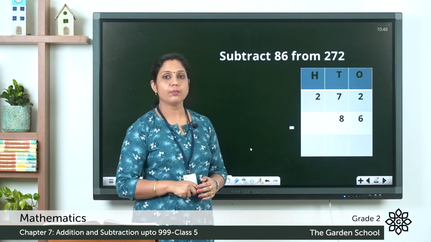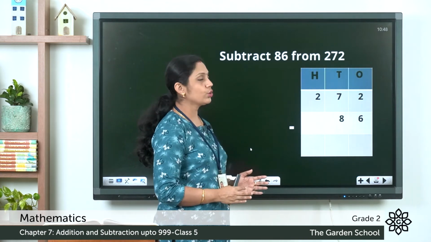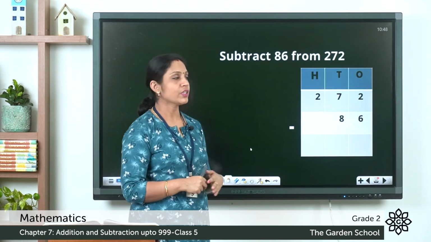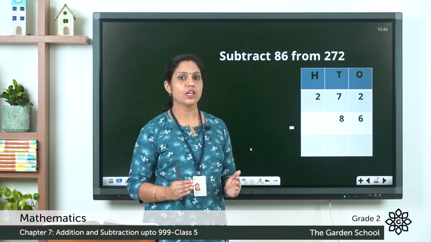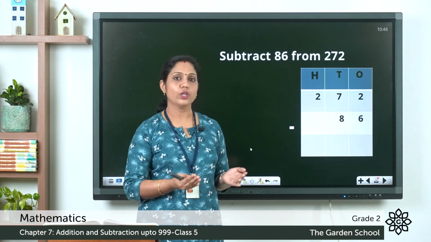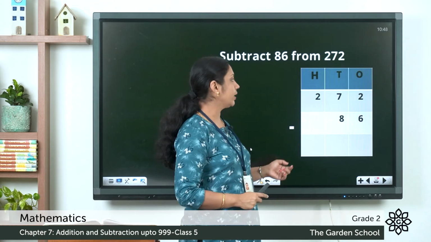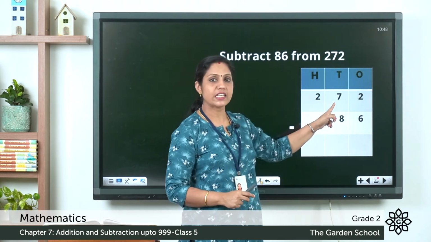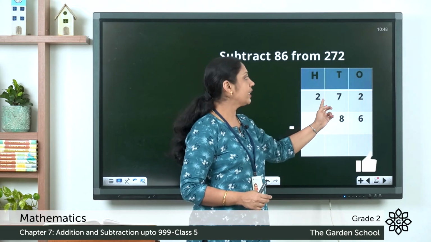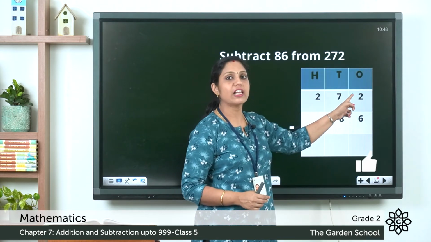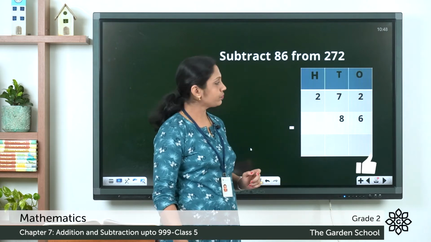Let's have a look at this number. We have 272 minus 86. So in the ones position we have 2 and 6. So 2 minus 6 we are not able to subtract. We'll move on to the tens place and borrow from there. So here in the tens place we have 7. When we borrow 1 from 7 we get the number 6, and that 1 we'll take to the ones place, and we get the number 12 there.